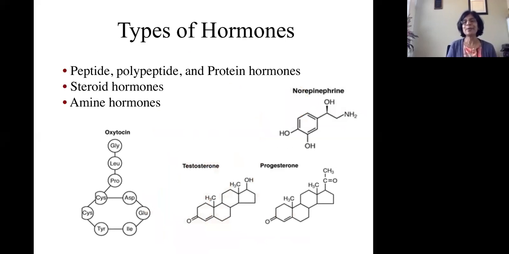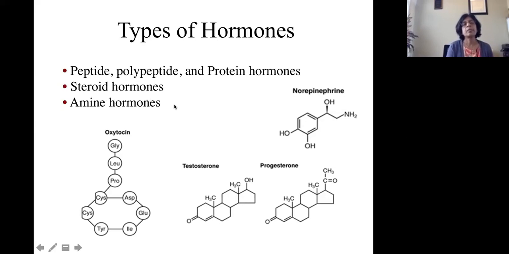Okay, this time we'll do the classification of hormones. These are chemical substances. They're organized into 3 groups based on their chemical nature. The main group, the biggest group, is the group of peptide, polypeptide, and protein hormones. Then you have the steroid hormones and the amine hormones.